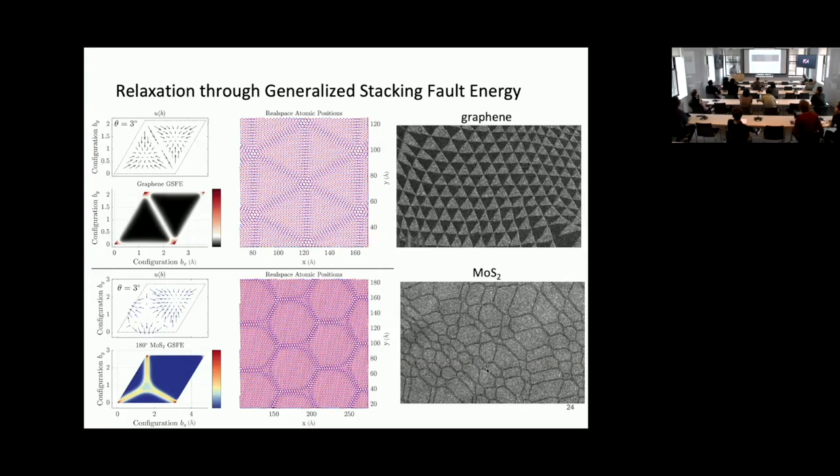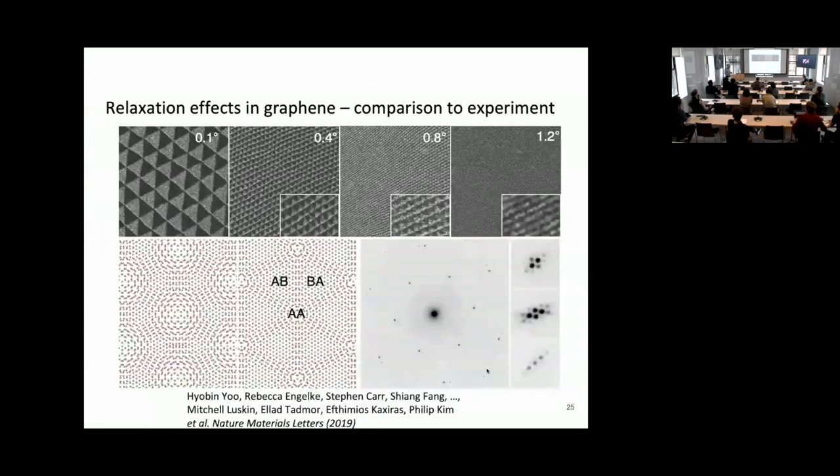Okay. And we have spent a lot of effort trying to make sure that what we are seeing really corresponds to experiment. These are experimental results from Philip Kim's group, and this is work that we published a few years ago, looking at the diffraction patterns with the details of each spot in the diffraction, and how those are very accurately predicted by the atomic structure that we find through this relaxation. So there's a very nice correspondence there.